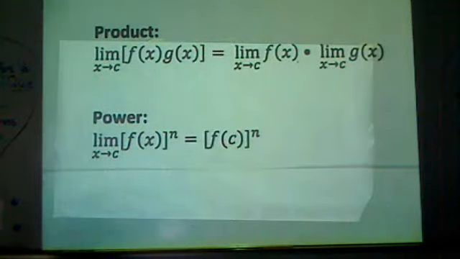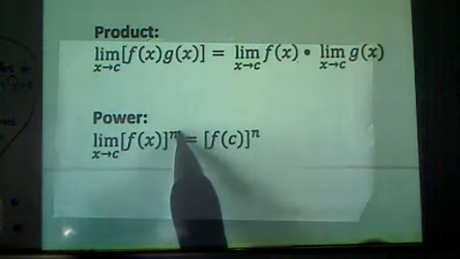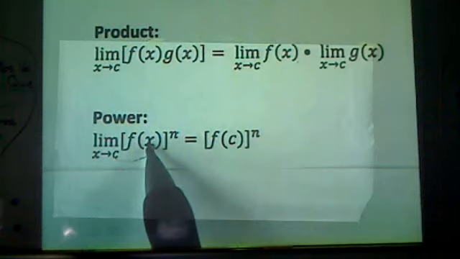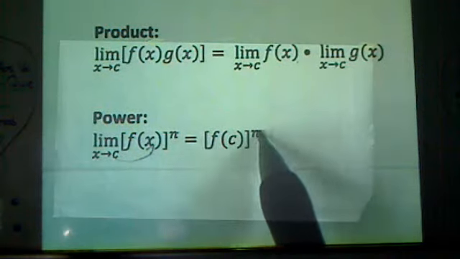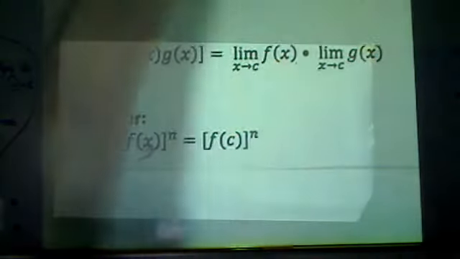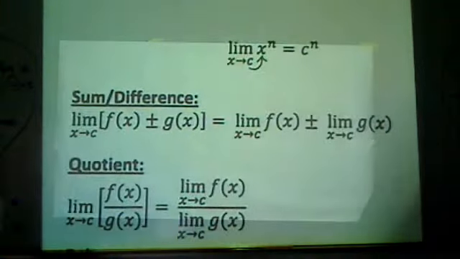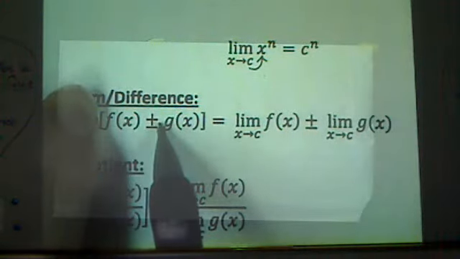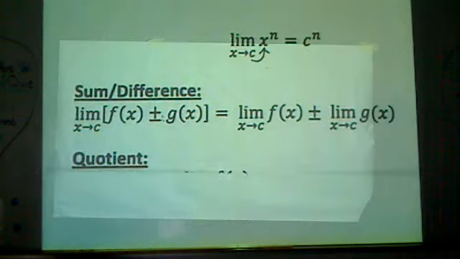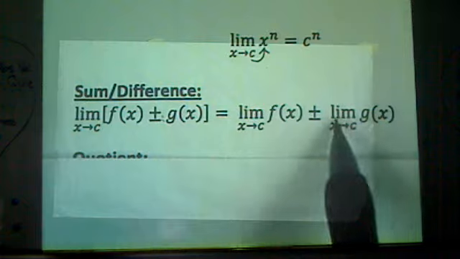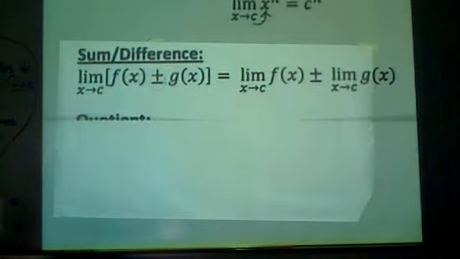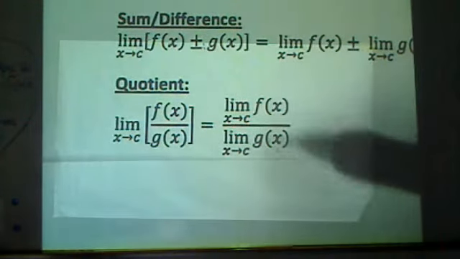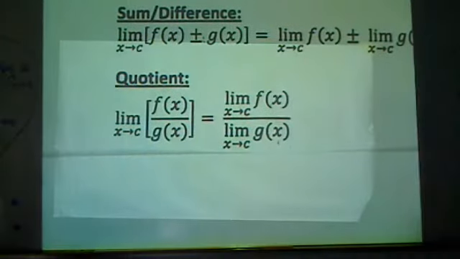Power rule. This is just like the one above. If some function is being raised to a power, simply plug your c value in everywhere you see an x in that function, get that number, and then raise it to the power of n. The sum and difference rule. If you have two functions being added together or subtracted, and you're trying to find the limit, you can split them up, find the limit separately, and then add or subtract those values together. Quotient rule. Again, notice you can split them up and find each value separately and then divide those numbers. This should be getting boring.